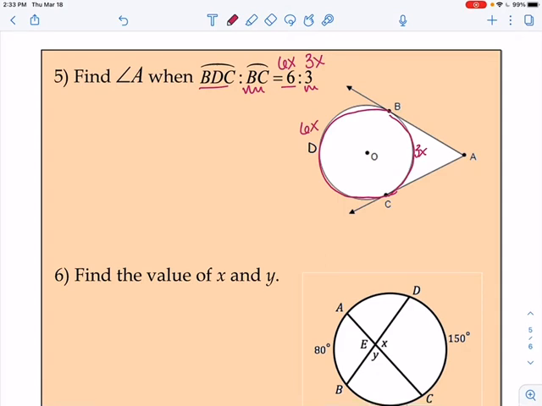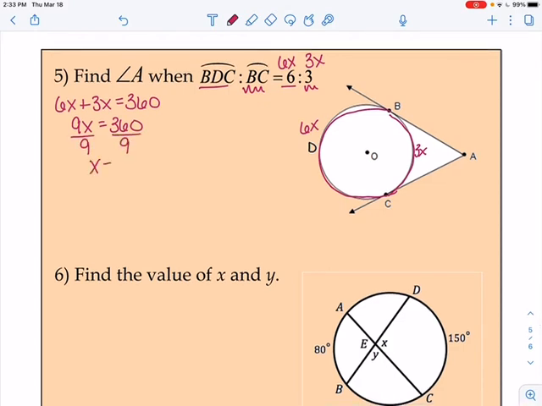So the first thing I need to do is solve for x. Well, how am I going to do that? If I put those 2 arcs together, you can pretty much see from the picture, from the pink circle that I drew, that's going to form a full circle. So we're going to do 6x plus 3x equals 360, or 9x equals 360. Divide both sides by 9. And x is going to equal 40.